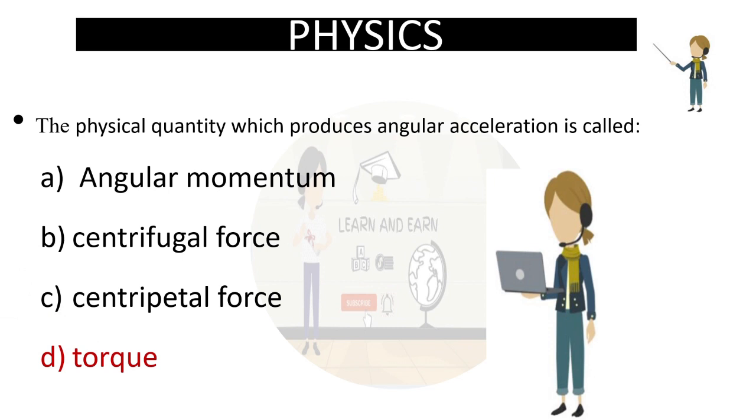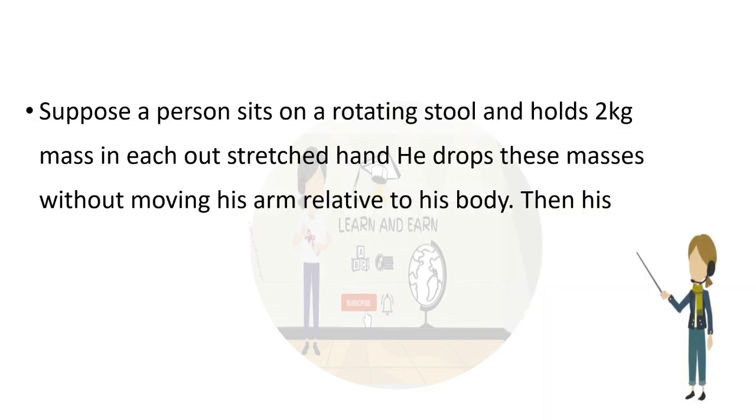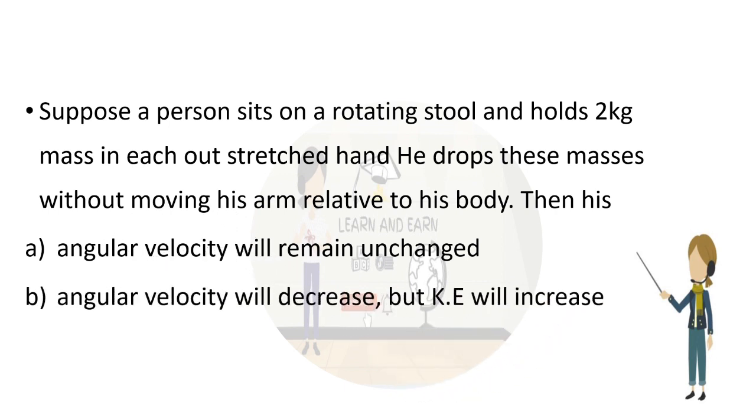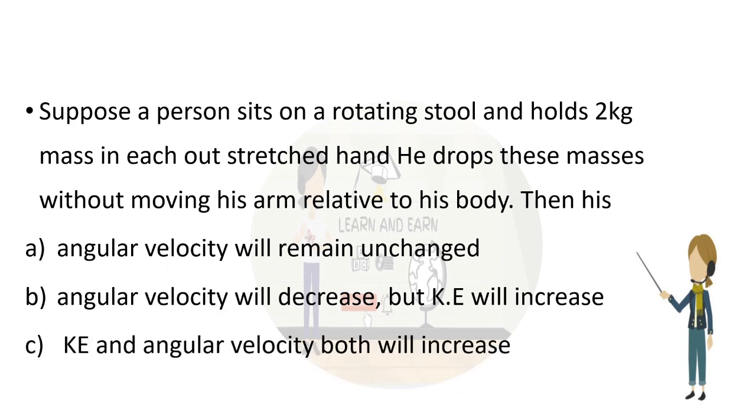The next MCQ is, suppose a person sits on a rotating stool and holds 2 kg mass in each outstretched hand. He drops these masses without moving his arm relative to his body. Then his option A angular velocity will remain unchanged, option B angular velocity will decrease but kinetic energy will increase, option C kinetic energy and angular velocity both will decrease, option D angular velocity will increase. The right answer is angular velocity will increase.